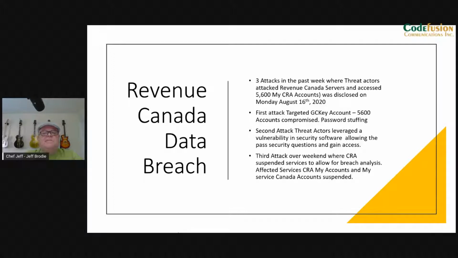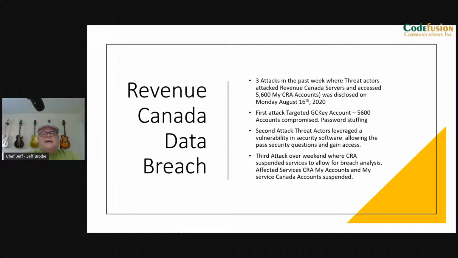The first attack was targeted towards the GC account, and this was password stuffing. This is where the threat actors, the bad guys, were using usernames and passwords that they collected from previous breaches that they found on the dark web, and they went after logging in. If you were reusing the same username and password for other accounts that had been hacked, they would successfully have gotten access. They say about 5,600 accounts were compromised.